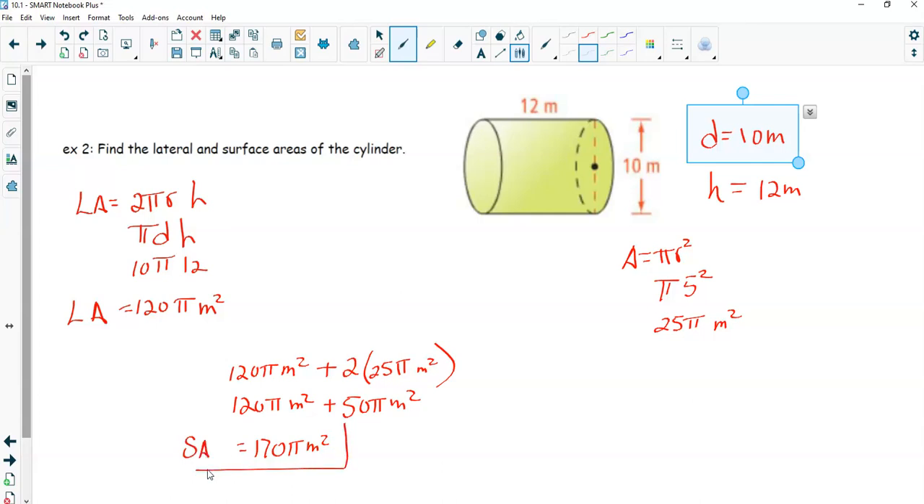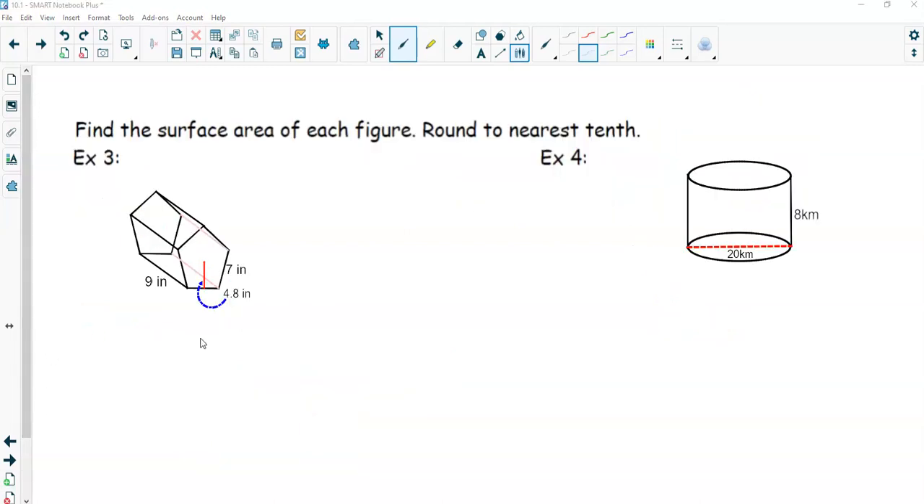Here is the total surface area. Here is the lateral area. Notice the lateral area is just the area of the rectangle, and then this one is adding the two circles, top and bottom.